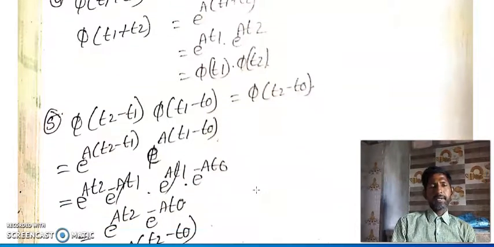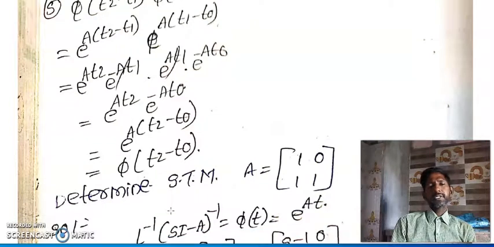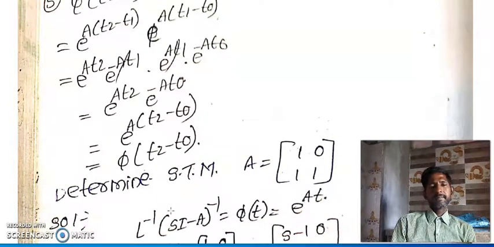Fifth property: pi of t2 minus t1 into pi of t1 minus t0 equals pi of t2 minus t0. The proof: e power a into (t2 minus t1), e power a into (t1 minus t0). Split this as e power minus a t1 into e power a t1; both will get cancelled. You are left with e power a t2 minus e power a t0. This can be written as e power a into (t2 minus t0), which is pi of t2 minus t0.